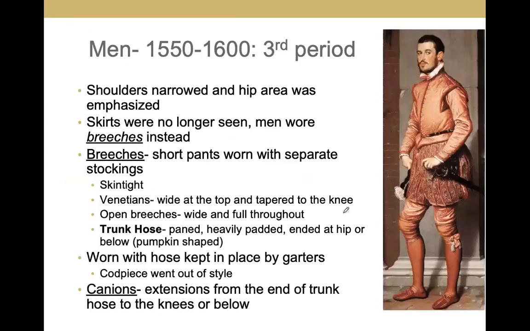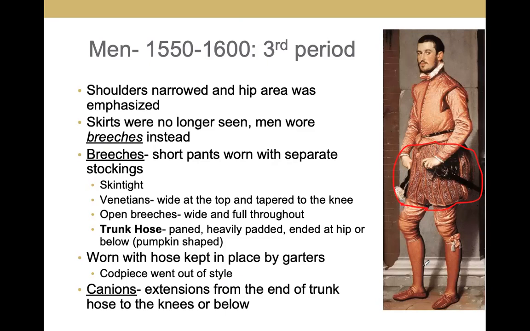Okay, the third period for men, this is from 1550 to 1600, and we start to see more narrow shoulders and more broad bottom at this time. So we are seeing that the doublet is completely covering the shirt now, and breeches have now taken over the stockings and the upper stocks. Now we are calling these breeches, and they are a separate garment that's worn with stockings. That's a separate garment on the bottom half of the leg. So breeches are kind of like shorts. We still don't have pants yet, but breeches are what we would kind of say are shorts now.